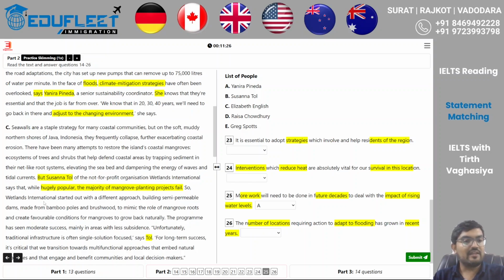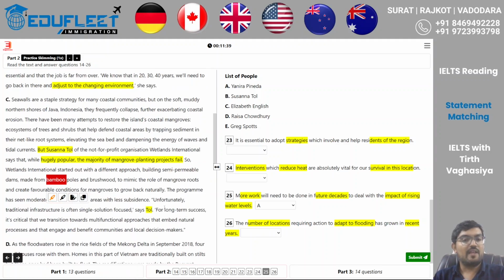So what they are saying is Wetland International started with a different approach. They built some dams made from bamboo poles and brushwood to mimic the natural process. Okay. But the mention about the says is here. What is the statement? Unfortunately, traditional infrastructure is often single solution focused. They are saying that traditional infrastructure is focusing only on one solution.